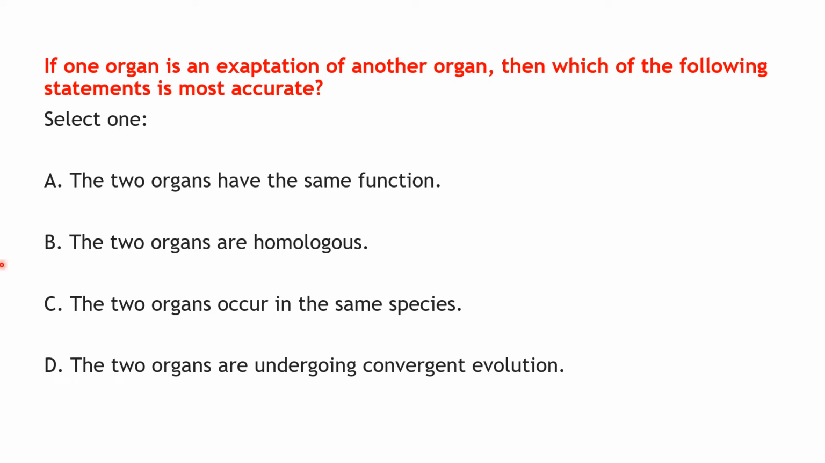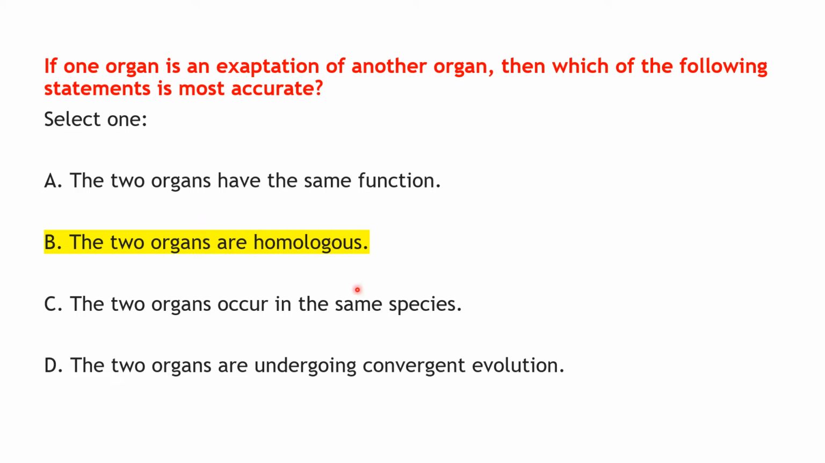Okay, so the first option is that two organs have the same function. The two organs are homologous. So homologous, we need to understand what is exaptation and homologous. The two organs occur in the same species, and the two organs are undergoing convergent evolution. Okay, so we need to know what is convergent evolution, homologous, and exaptation. Okay, so let me show you the answer.